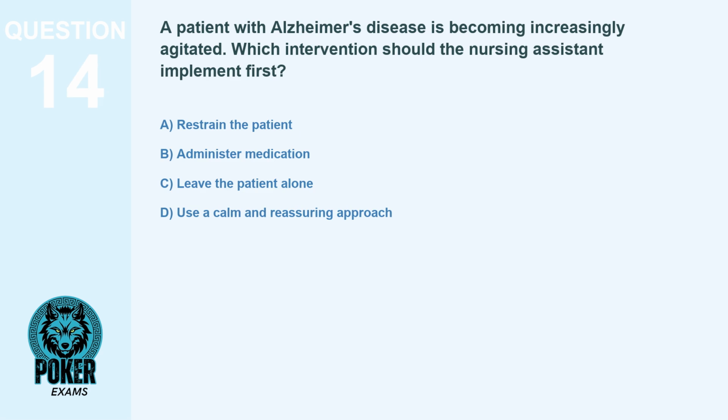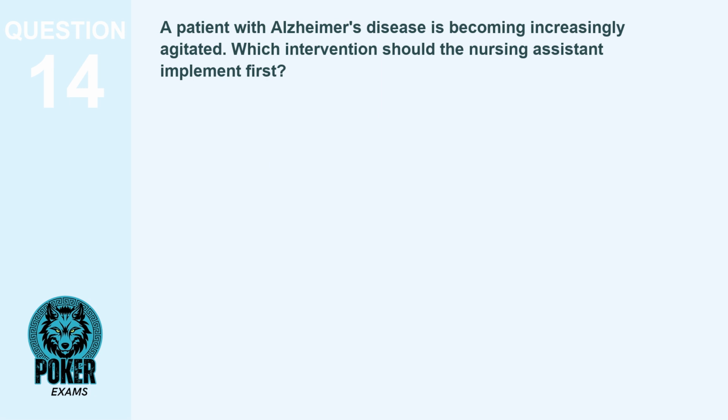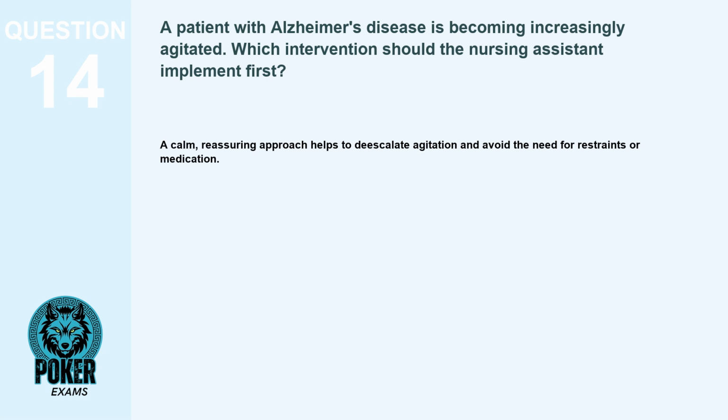Question 14. A patient with Alzheimer's disease is becoming increasingly agitated. Which intervention should the nursing assistant implement first? Restrain the patient. Administer medication. Leave the patient alone. Use a calm and reassuring approach. A calm, reassuring approach helps to de-escalate agitation and avoid the need for restraints or medication.